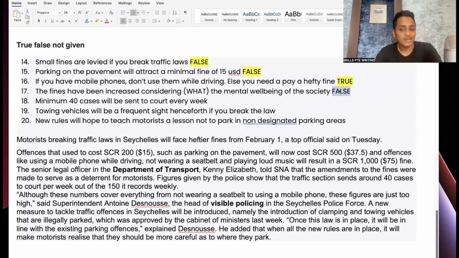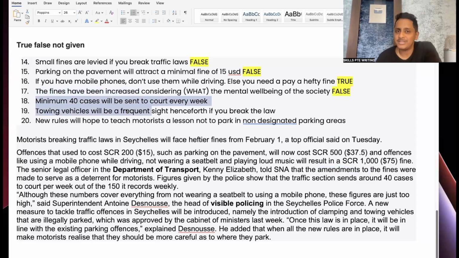This is how you do the false. People will end up writing not given here. No, Gurleen, it is false. That the fines have been increased is given, 100%. Why they have been increased is also given. It can be either true or false. If it matches, true. If it doesn't match, meaning any other reason, it is false. The fines have not been increased for the mental well-being of society. The fines have been increased to deter the motorists from making mistakes. Getting it? The next one.